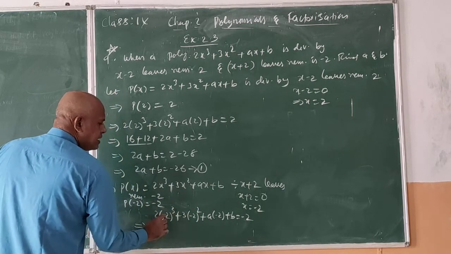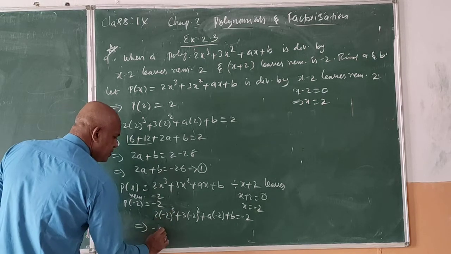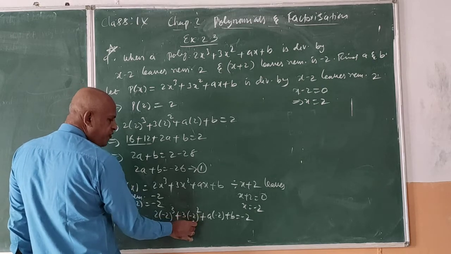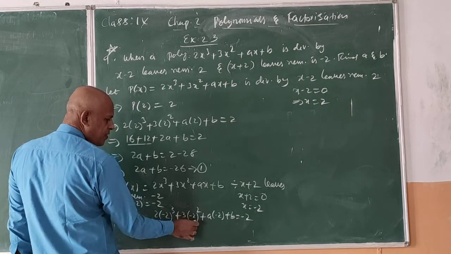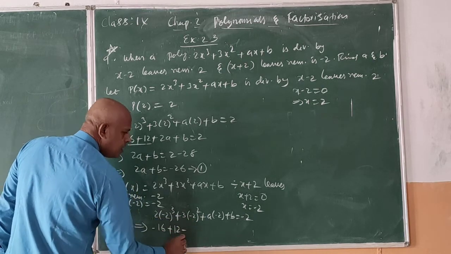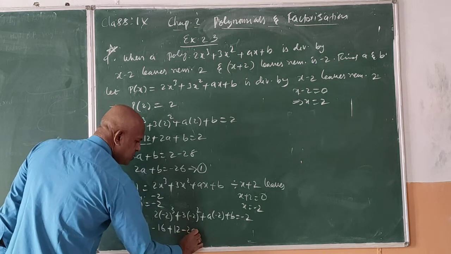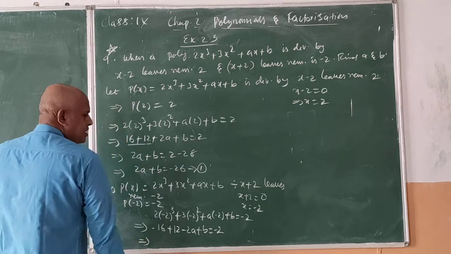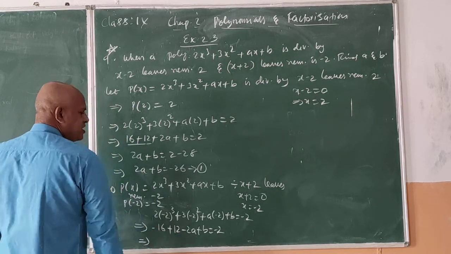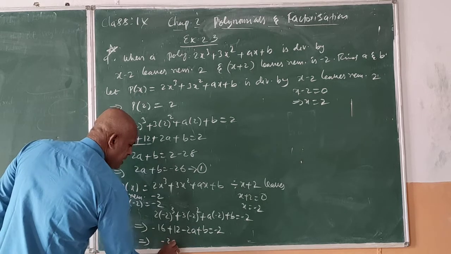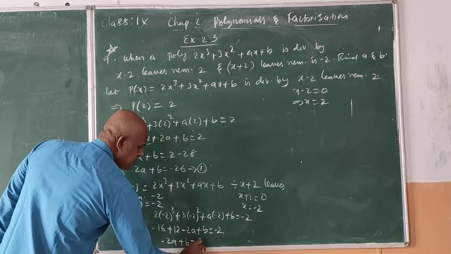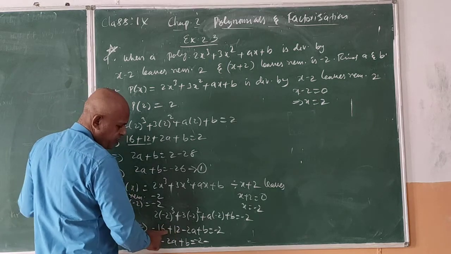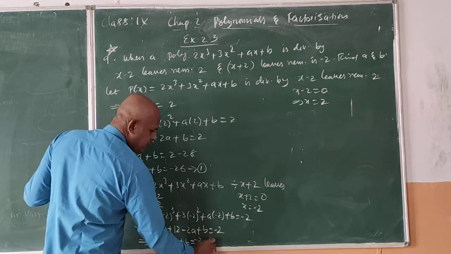So minus 2 cube is minus 8, into 2, minus 16, plus minus 2 square, even number, plus 4, minus 2 square is 4 because of even number, 4 into 3, 12. a into minus 2a plus b is equal to minus 2, which implies minus 16 plus 12, minus 4. So here minus 2a plus b is equal to minus 2. Minus 16 plus 12 is minus 4. Minus 4 comes inside as plus 4.